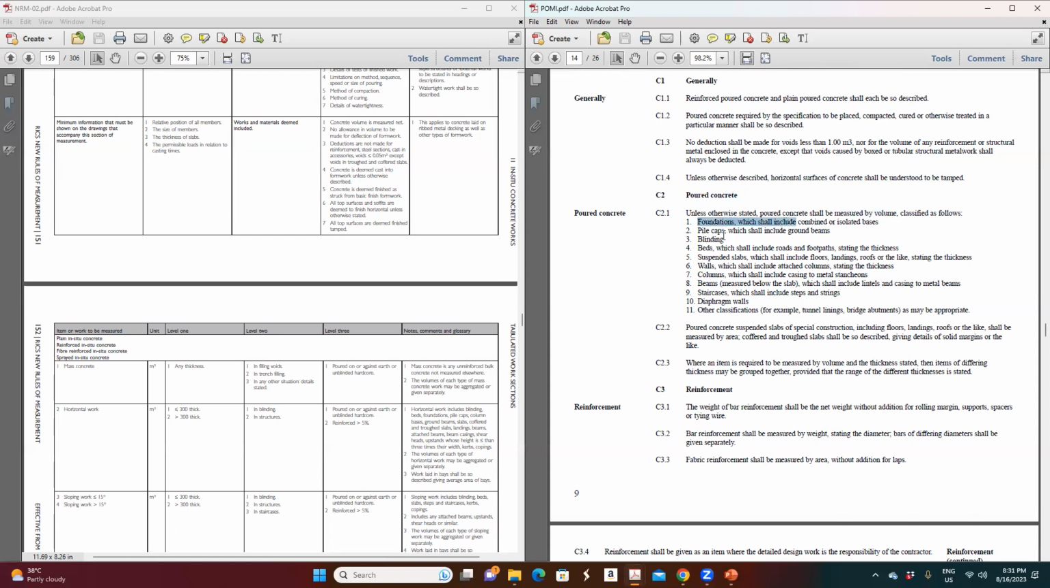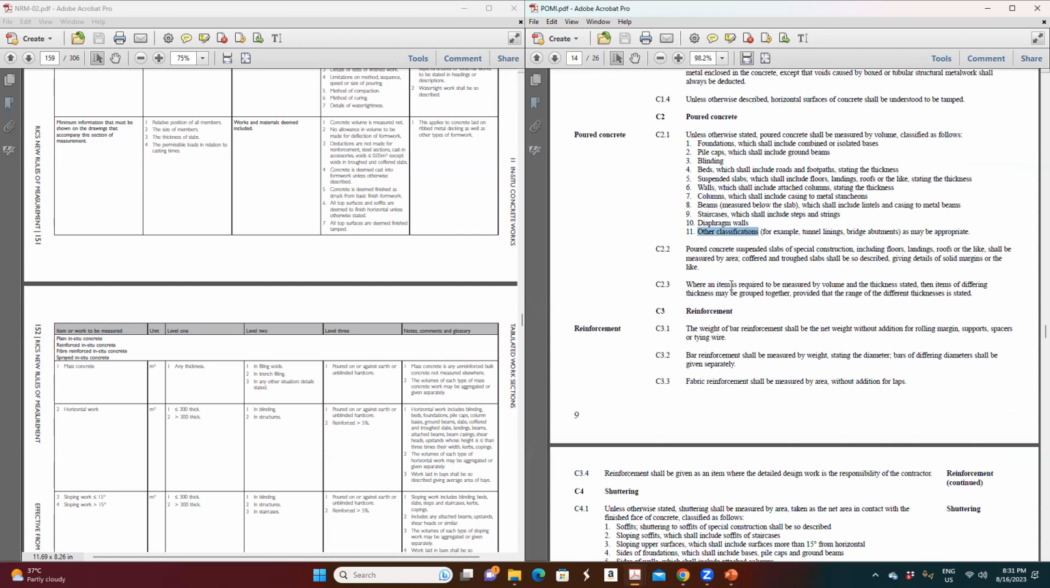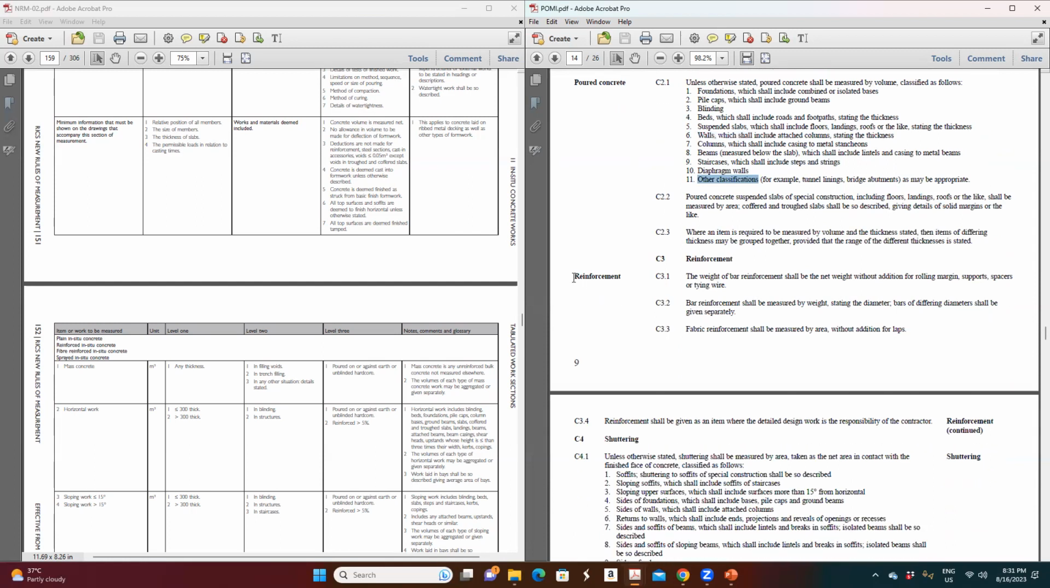Which for the foundations, pile caps, blindings, beds, suspended slab, walls, column, beams, staircase, diaphragm walls and whatever it is. Okay. Then they measure the reinforcement separately. Reinforcement, the weight of the bar. So they say the reinforcement shall be measured by weight. Okay, by kilogram or tonnage, whatever it is. The weight of the bar reinforcement shall be net weight. Okay, net weight mean what?